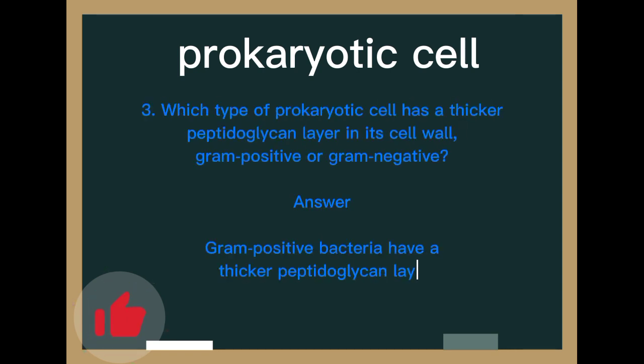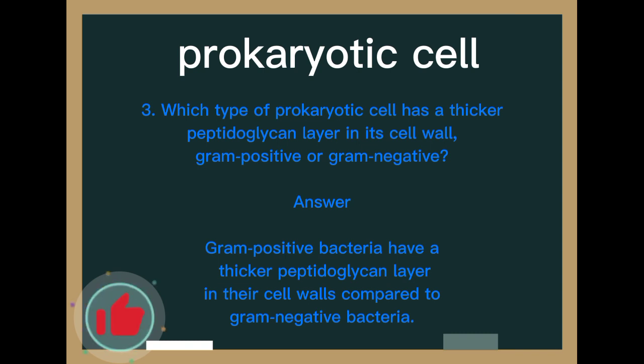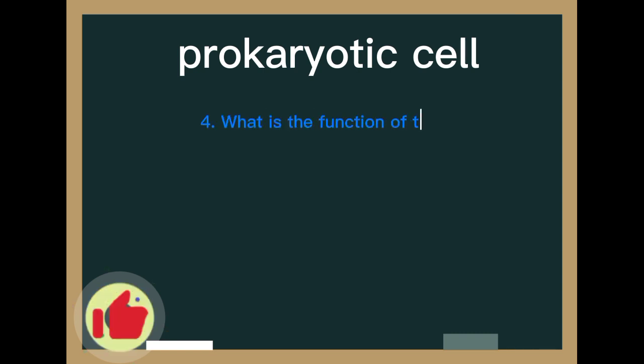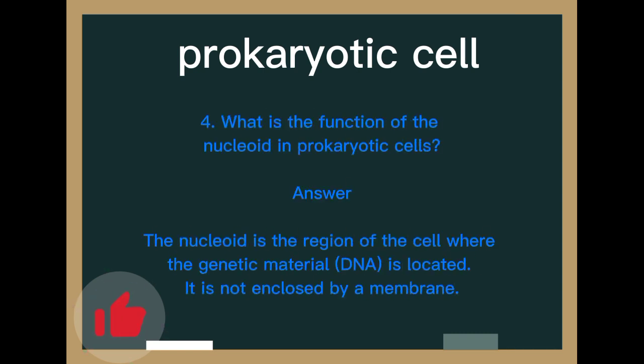3. Which type of prokaryotic cell has a thicker peptidoglycan layer in its cell wall, gram-positive or gram-negative? Answer: gram-positive bacteria have a thicker peptidoglycan layer in their cell walls compared to gram-negative bacteria. 4. What is the function of the nucleoid in prokaryotic cells? Answer: the nucleoid is the region of the cell where the genetic material DNA is located. It is not enclosed by a membrane.